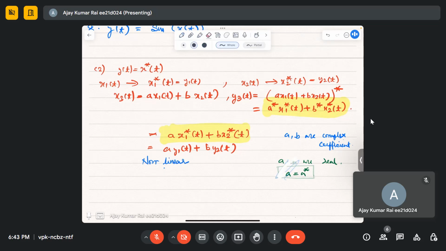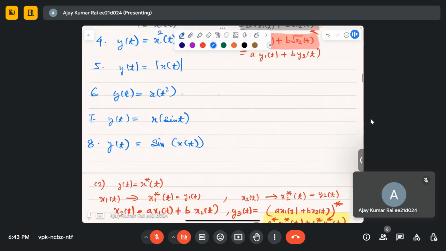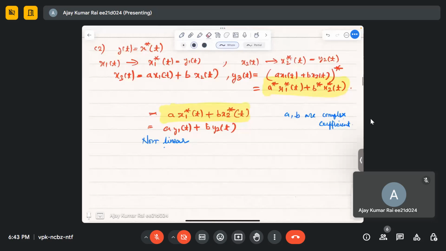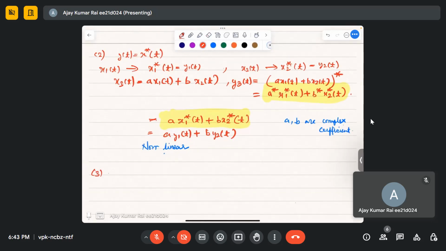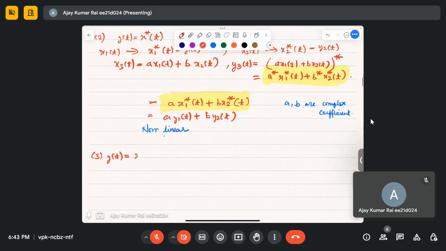Okay, and I just erase this condition. Okay, so this is how we do. I've done two parts, so let's do the third part. It is very interesting. So y(t) is equal to x(2t plus 3), I think, yeah. x(2t plus 3).